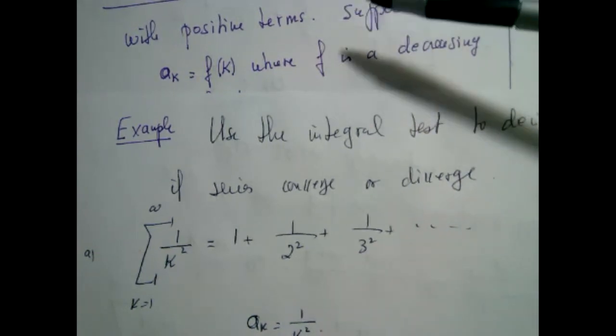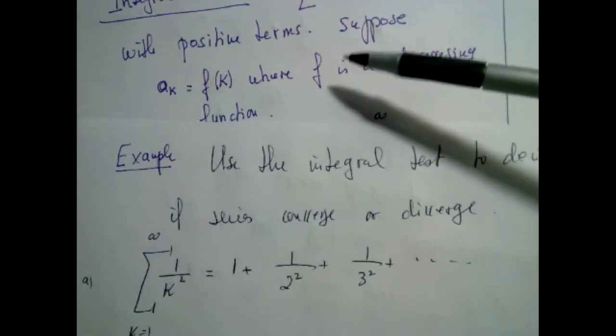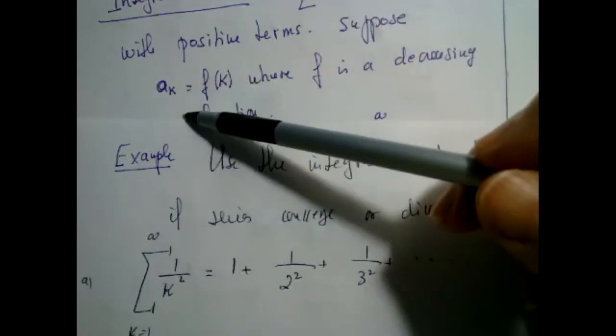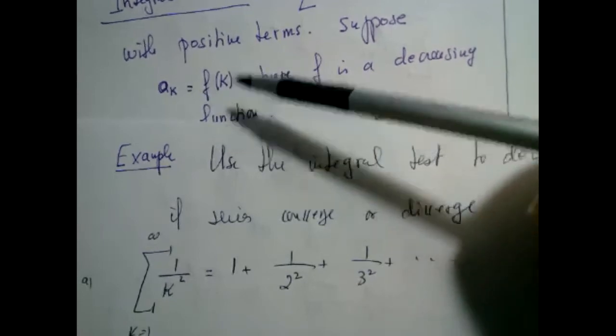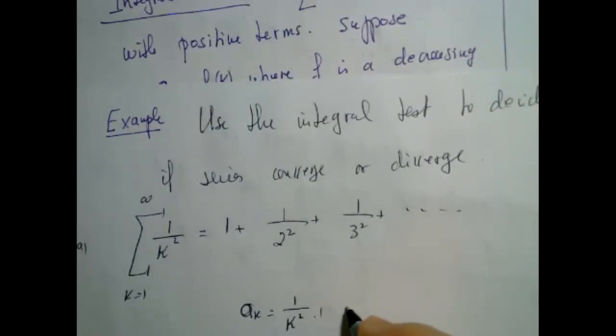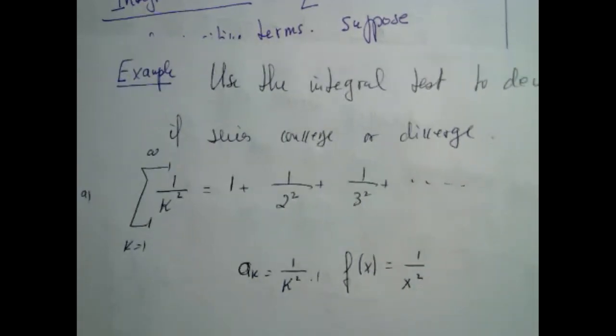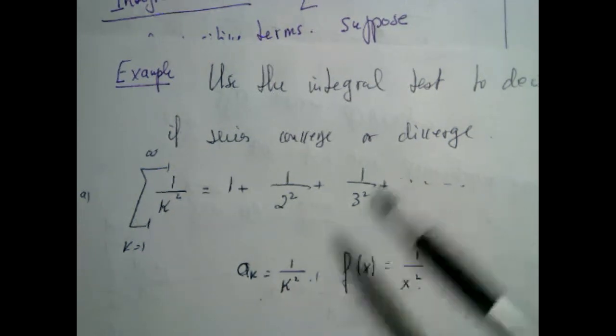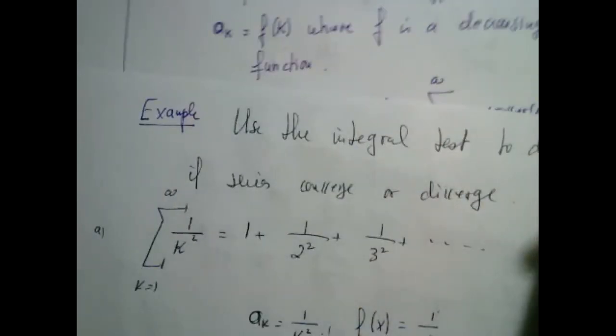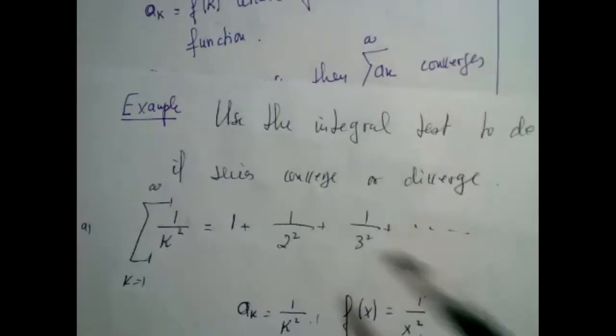The integral test tells me, take the function such that f of k is a_k. So what is my function f? Here, let f of x be the function, f of x equal 1 over x squared. That's the function I'm going to look at. If you plug in k for x, you get 1 over k squared. So we're going to introduce a function whose values at k is a_k. And the natural function is 1 over x squared.